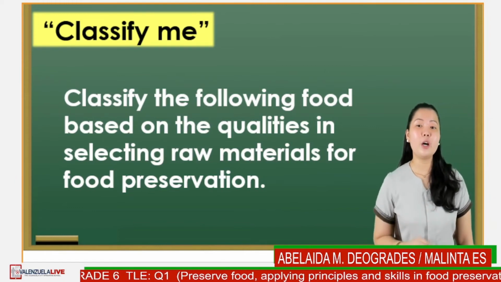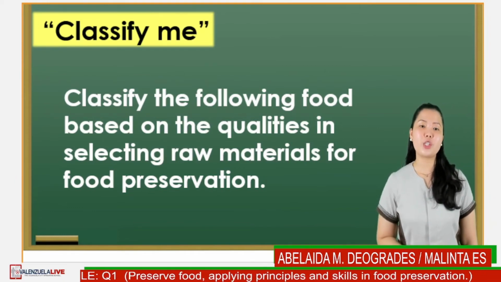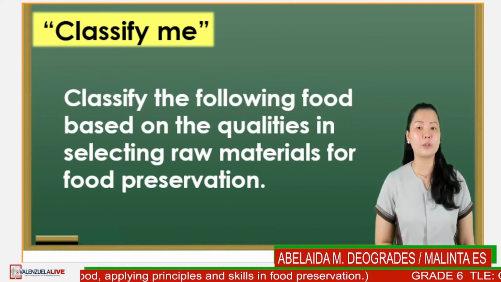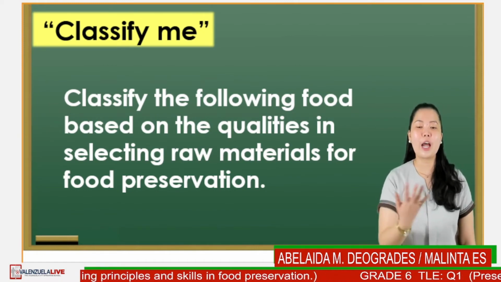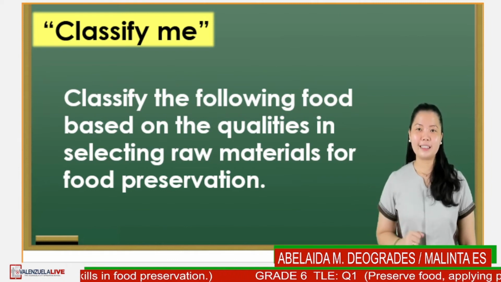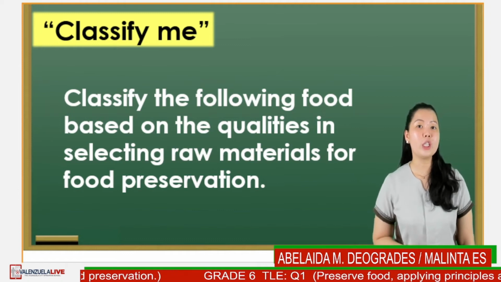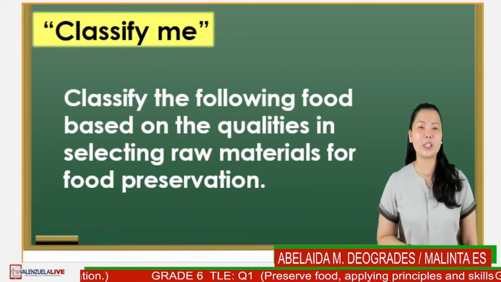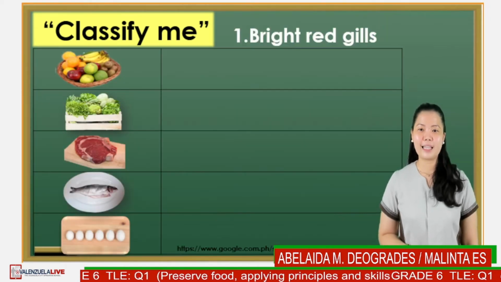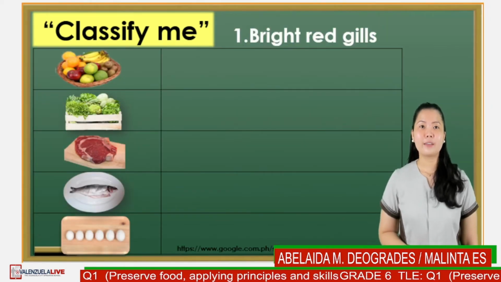Now you already know the best quality food for preservation and also the health and safety practices in food preservation. It's time for you to do these activities. Classify me. Classify the following food based on the qualities in selecting raw materials for food preservation. Number 1, bright red gills.